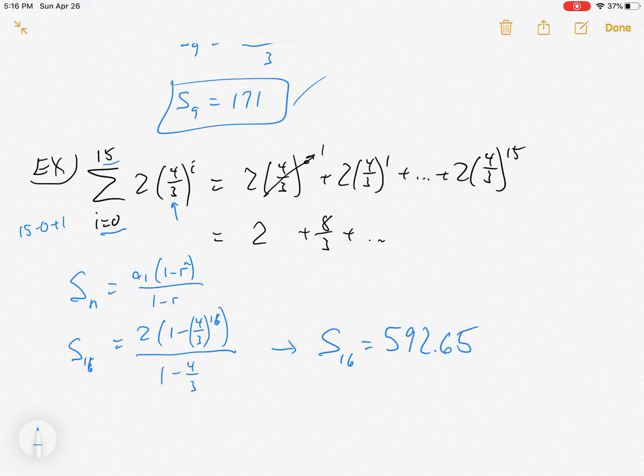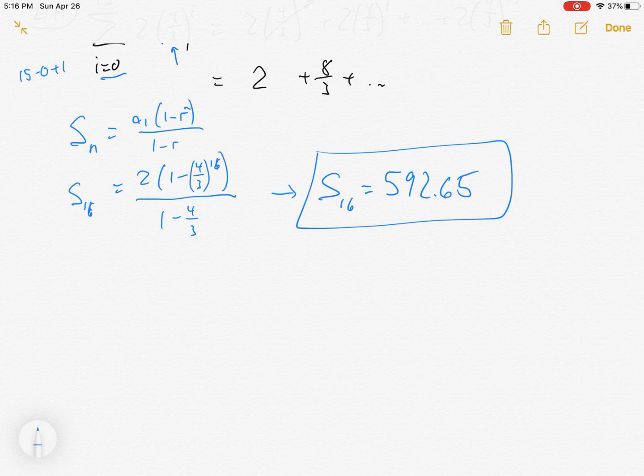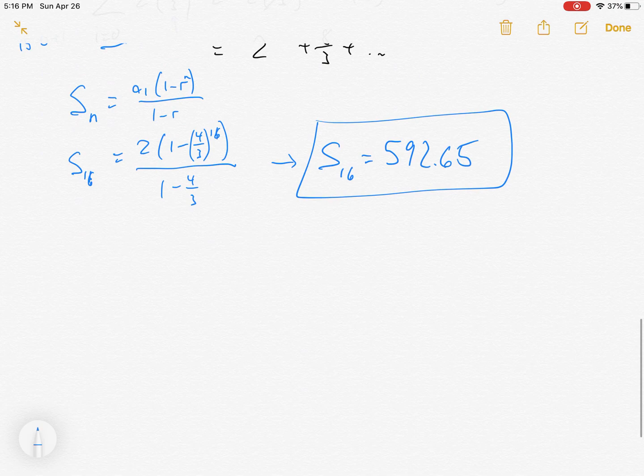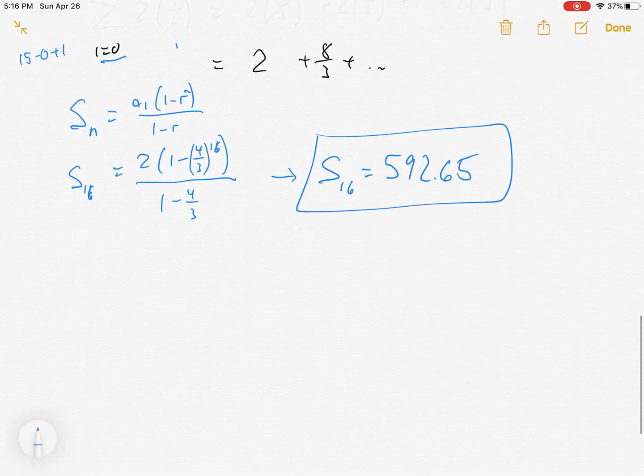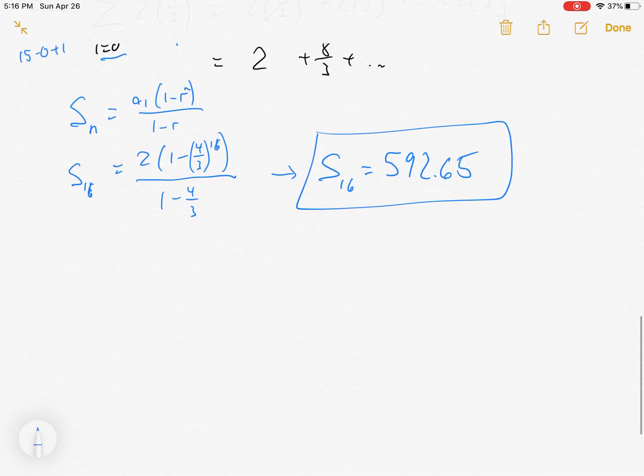I will say I put this one in my calculator. This is not going to be nice. I mean, when you're raising 4/3 to the 16th power, it's not going to be nice. And so this is the sum of 16 terms. The sum of the 16 terms, I got to be 592.65, just rounding. That's what I got.